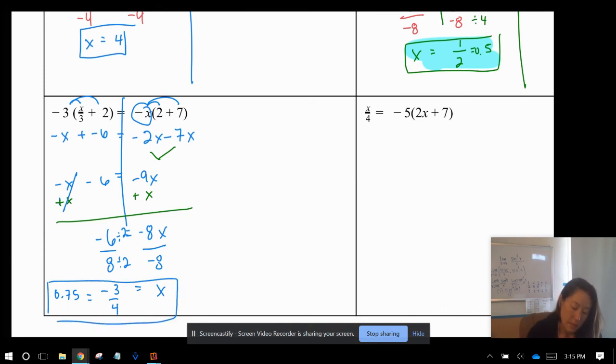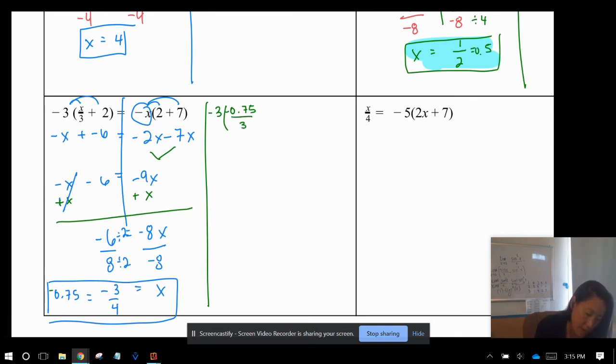And that's it. Whew, okay, we're going to check this one. Negative 3 times negative 0.75 over 3 plus 2 is equal to negative 0.75, but it's a double negative, so it's a negative negative times 2 plus 7.